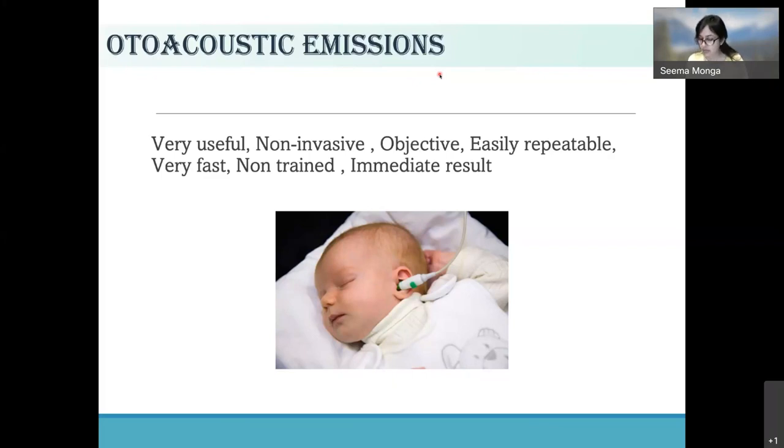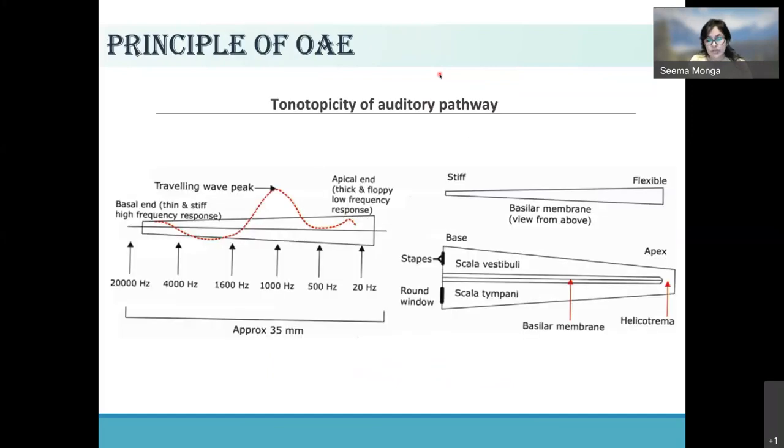Even if you don't want to do cochlear implantation, you can start with hearing aid and speech therapy. So OAE is very important for all newborn babies. Before discharge, OAE has to be done. So what is the principle of OAE? We all know what is Bekesy's wave, this traveling wave in the cochlea.